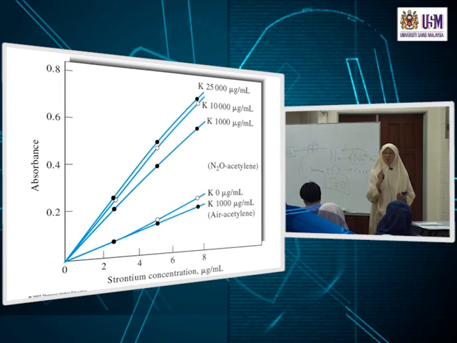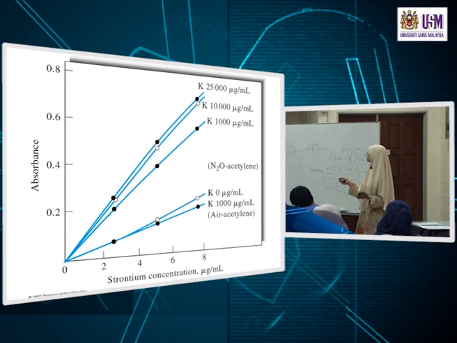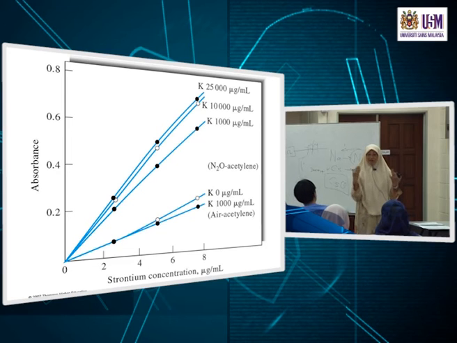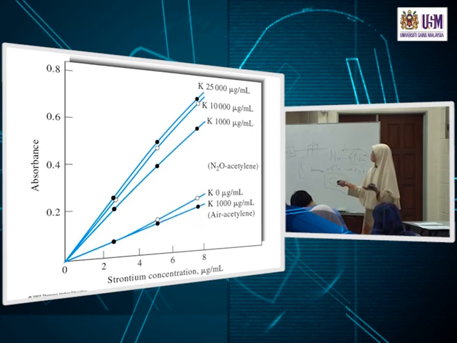What does that high temperature do? Nitrous oxide acetylene has a higher temperature, over 3000, while here it is only about 2000. Higher temperature means more atoms. Atomization efficiency is higher. More atoms form. Of course, more ions form also. But the catch is absorbance does not measure the number of ions formed. Absorbance is only atoms.